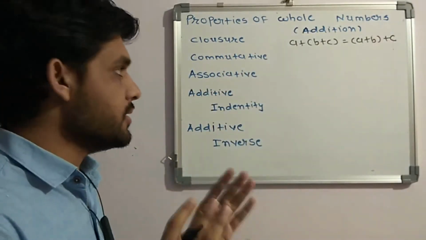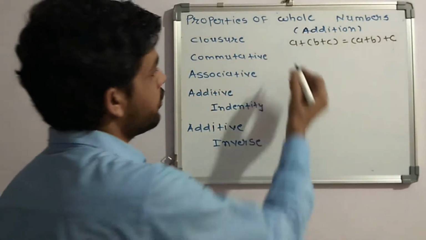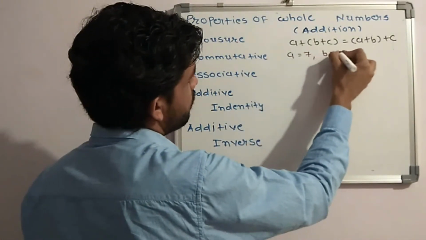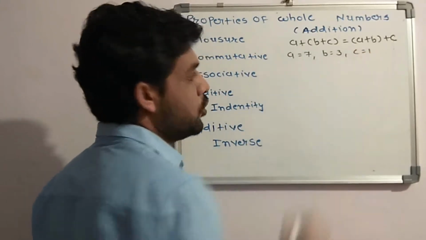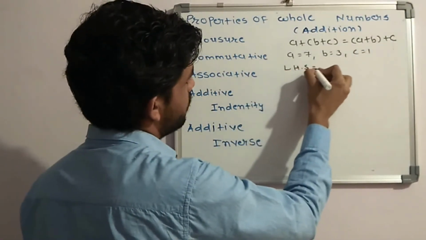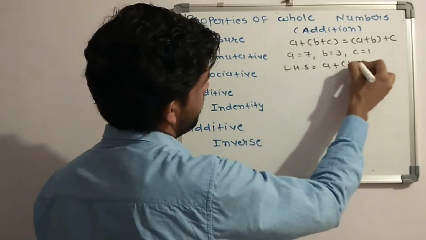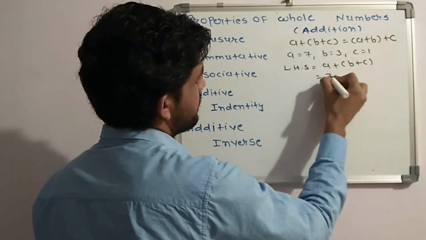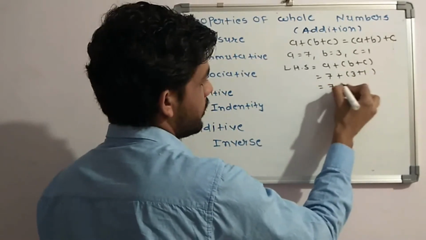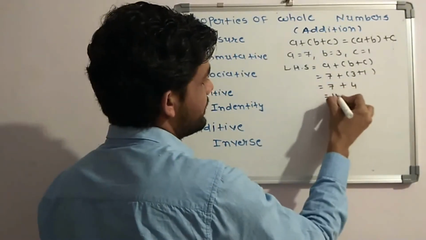Let me check whether it is or not. For that, let me take an example: a is equal to 7, b is equal to 3 and c is equal to 1. Let me use the concept of left hand side and right hand side. Left hand side is equal to a plus (b plus c). Here a is 7, plus 3 plus 1. So first we add these both, 3 plus 1 is 4. So 7 plus 4, that answer is 11.